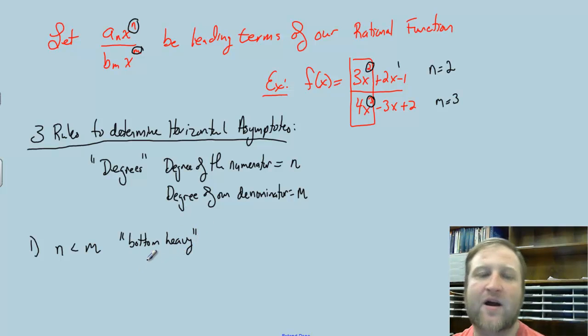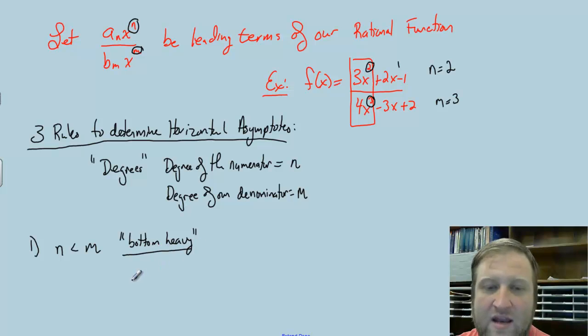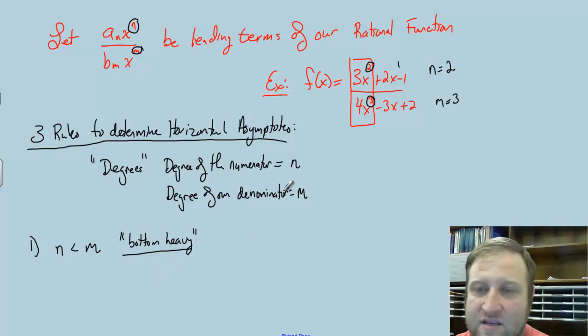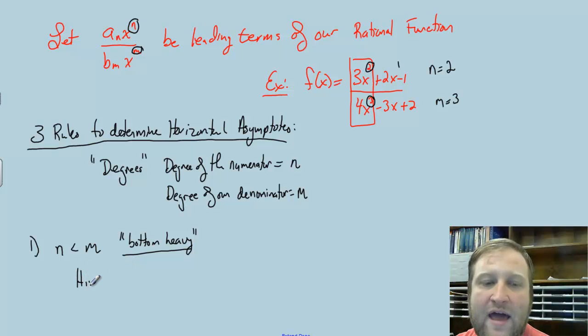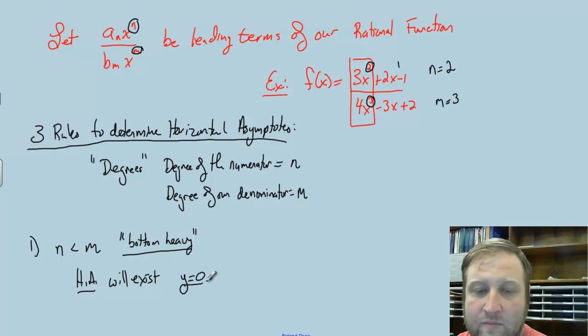I call this bottom heavy. We know that it is bottom heavy because the degree is larger in the denominator than it is in the numerator. So this is an example that we have right here. If the function is bottom heavy, we will say that a horizontal asymptote will exist along the x-axis, which is also known as the line y equals 0.